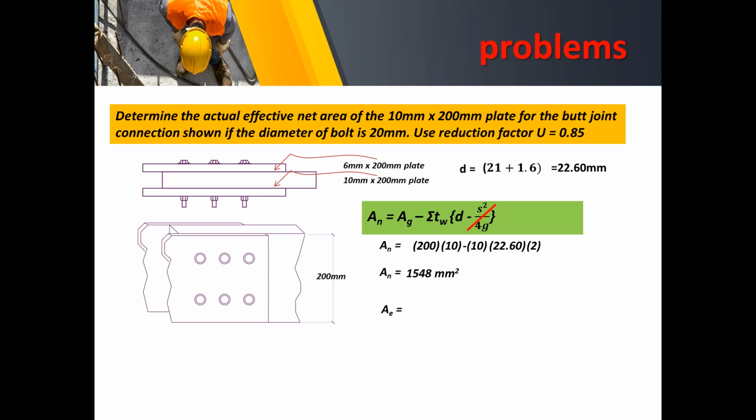Of course, for the effective area, we have to multiply the net area by the reduction factor. It was already given, so we just have to multiply that by 0.85. So it will yield 1,315.8 square millimeters. Okay, so that's it for this problem.